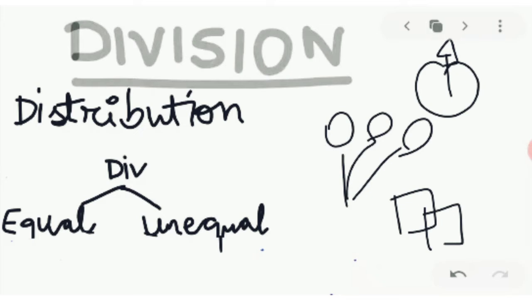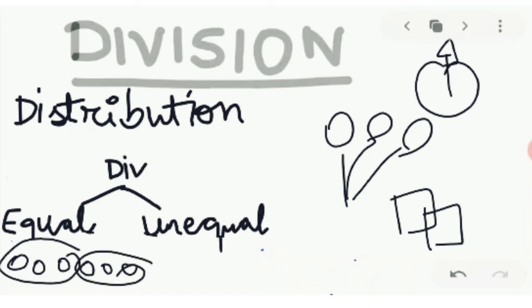In equal division, an equal amount of a thing is given to everybody. For example, there are 6 bangles and they need to be distributed among 2 people. So how will we distribute equally? We will give 3 bangles to one person and another 3 bangles to the other person. Hence these 6 bangles have been distributed equally among 2 people.